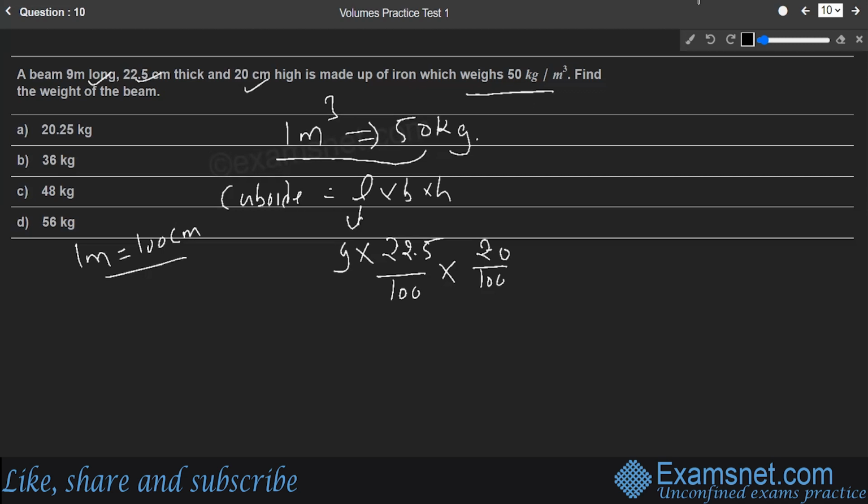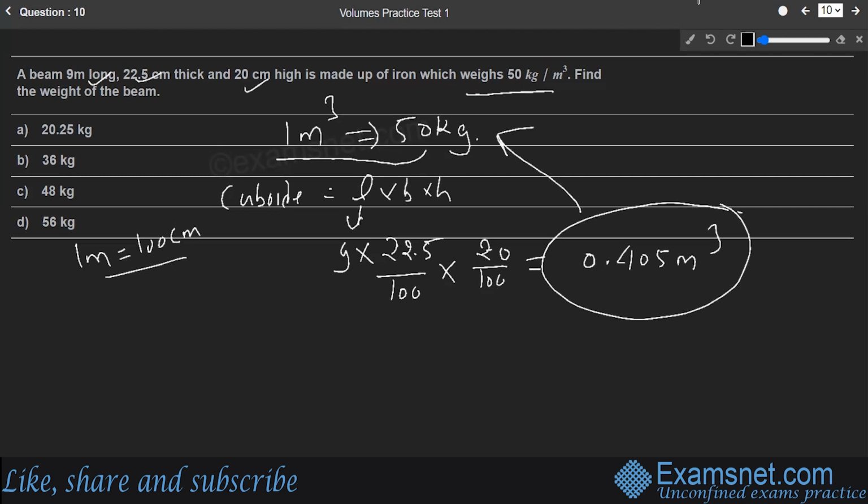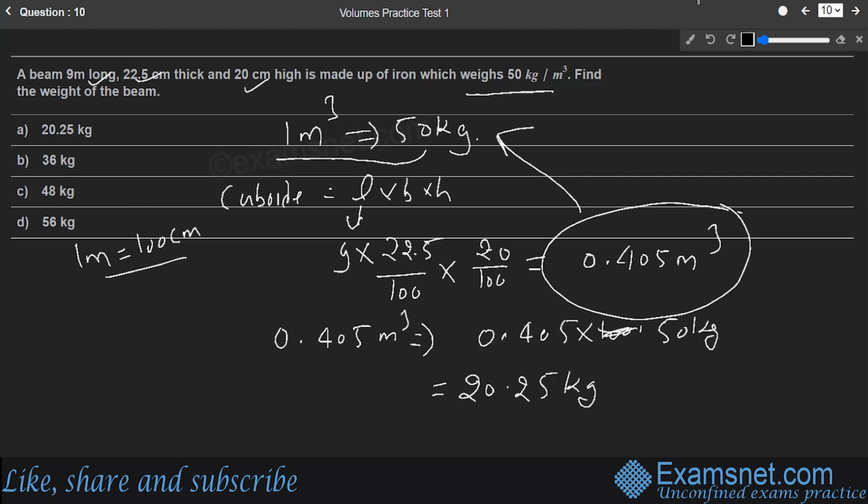If we solve this particular value, this comes out to be 0.405 meter cube. So this much is the volume of that particular beam. And we come back to our original conversion factor. We said for 1 meter cube the weight is 50 kg. So for 0.405 meter cube, how much will be the weight? The weight will be 0.405 into 50 kg, that is equal to 20.25 kg. So that is going to be the weight of this particular beam that you're going to make. Okay, 20.25 kg.